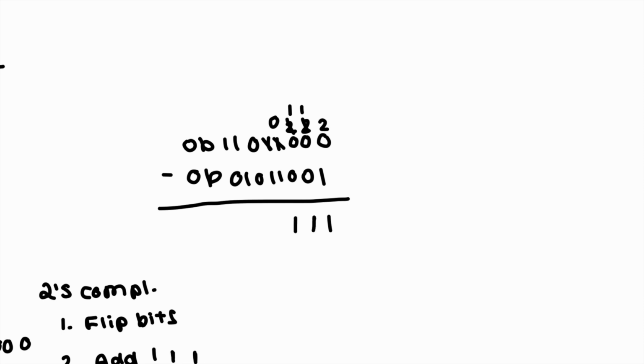0 minus 1, we need to borrow. This becomes a 2, minus 1 is 1, 0 minus 1. Need to borrow from here, this becomes a 0, this becomes 2, 1, 2 minus 1 is 1, 1 minus 0 is 1, 0 minus 1, we need to borrow, this becomes 0, and then we have a 2 over here, 2 minus 1 is 1, we have a 0 minus 0, which is just 0.